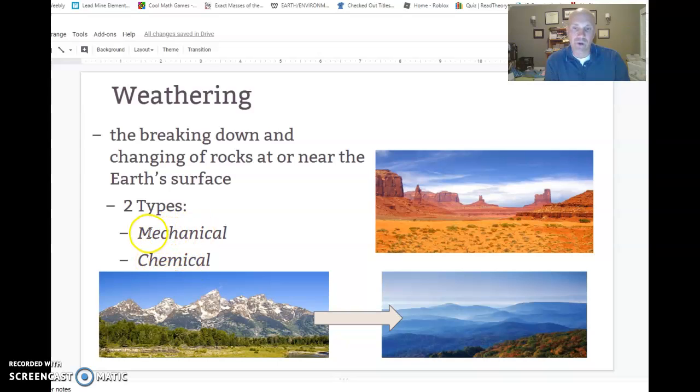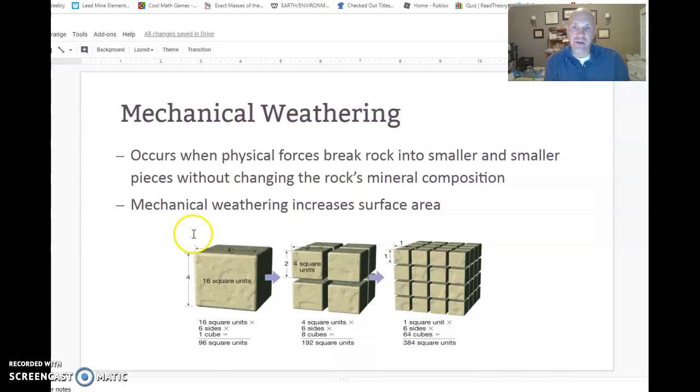Whenever you think mechanical, think of essentially if you were to take a hammer and just beat on a rock. You're not chemically changing the rock at all. You're just breaking it by using force. Mechanical weathering is what occurs when physical forces break rocks apart into smaller and smaller pieces without changing the mineral composition.